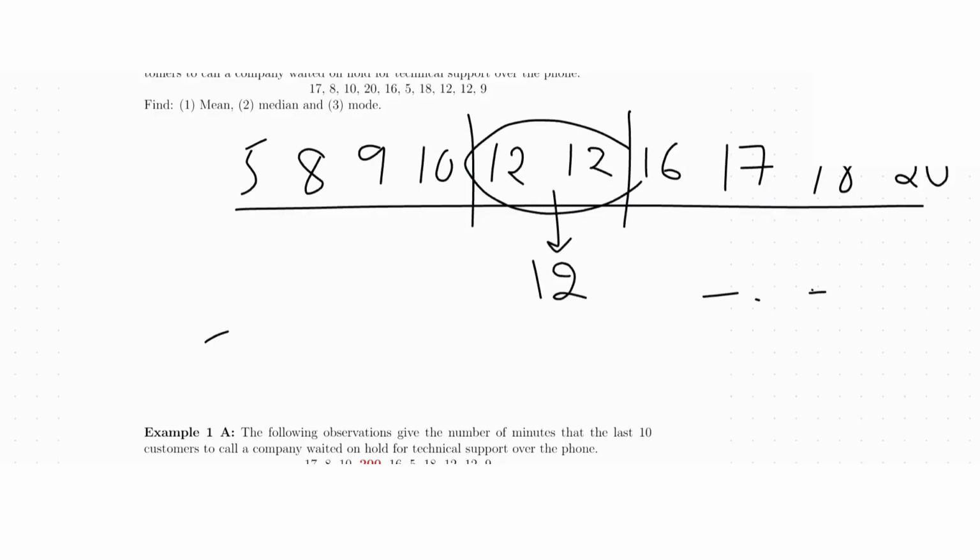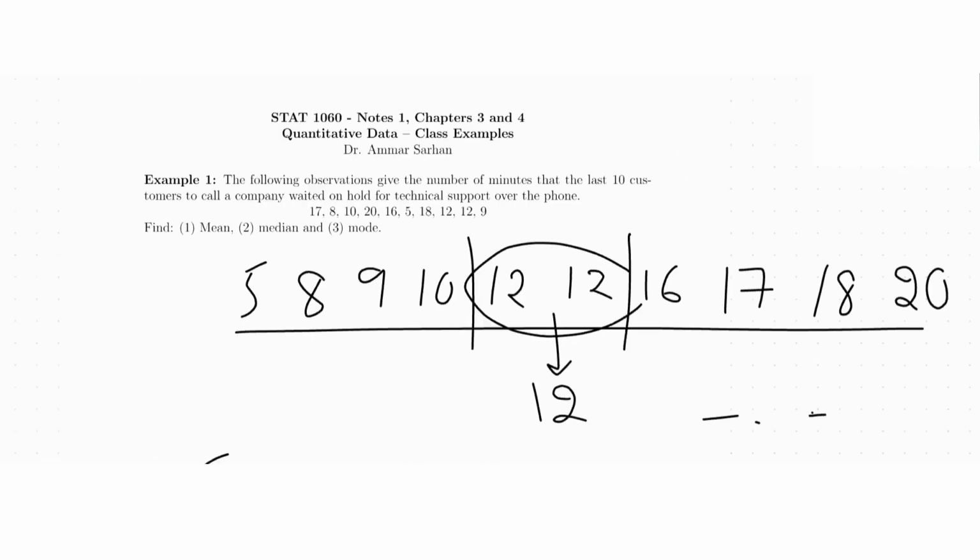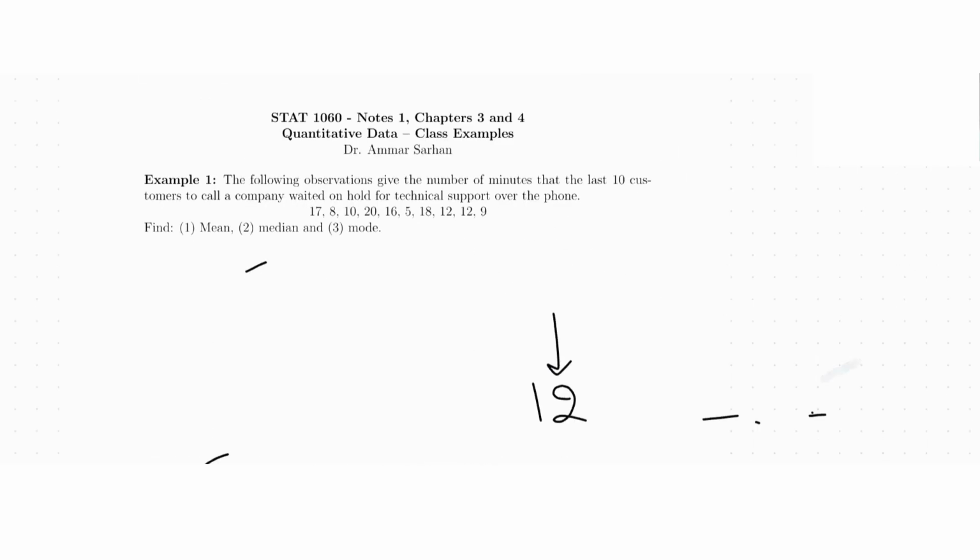And what about the mode? As you said, it's the most common value, or the most repeated value. So what's the most common value in the given data? The 12s. Only 12 is repeated, nothing else, right? So the mode will be 12.